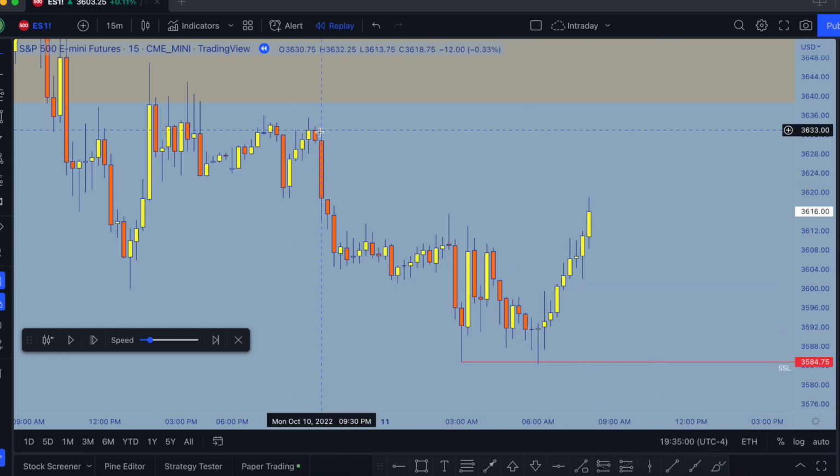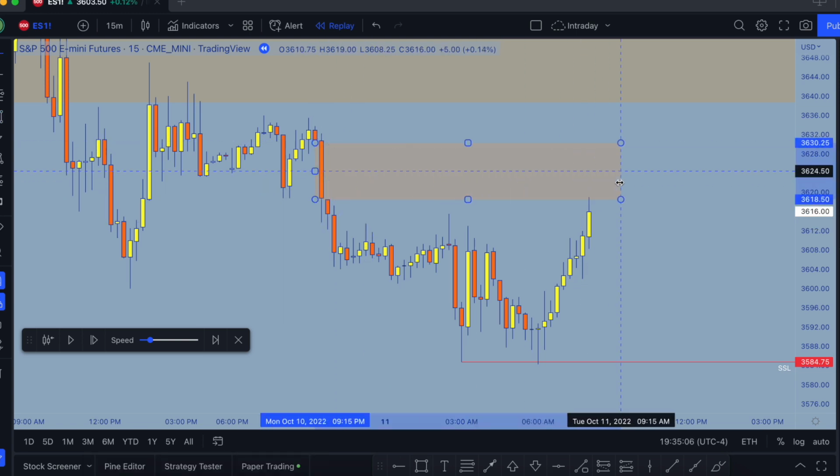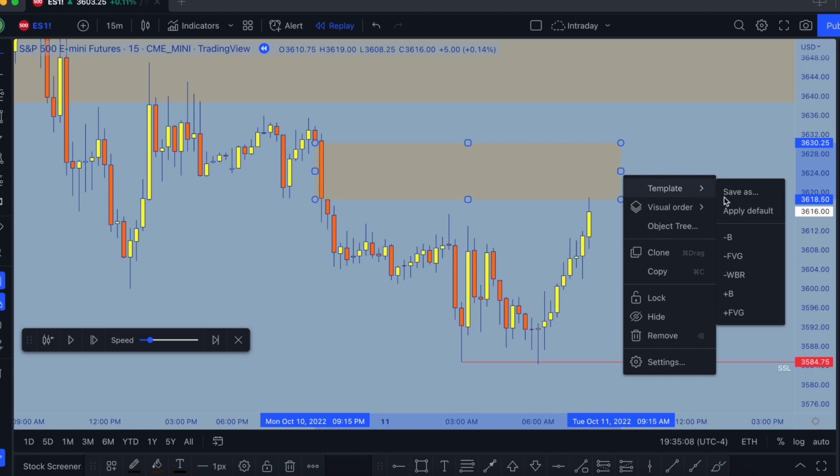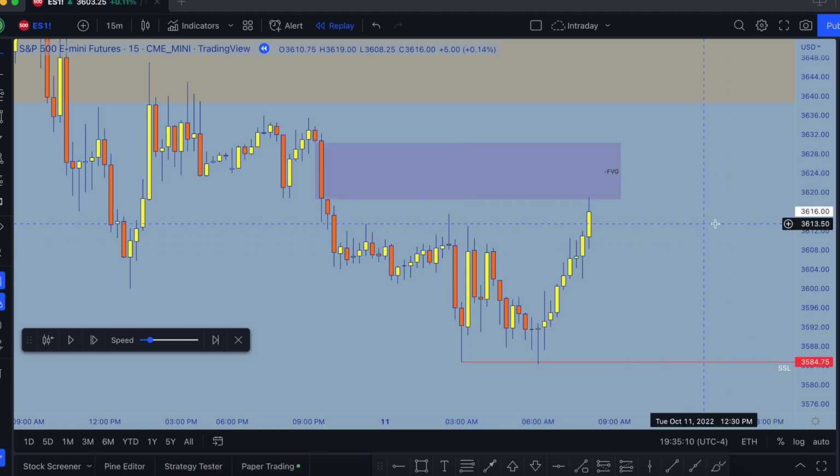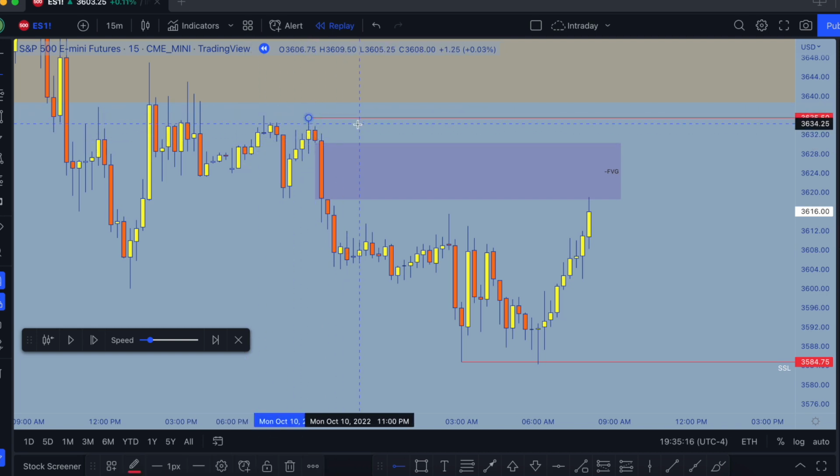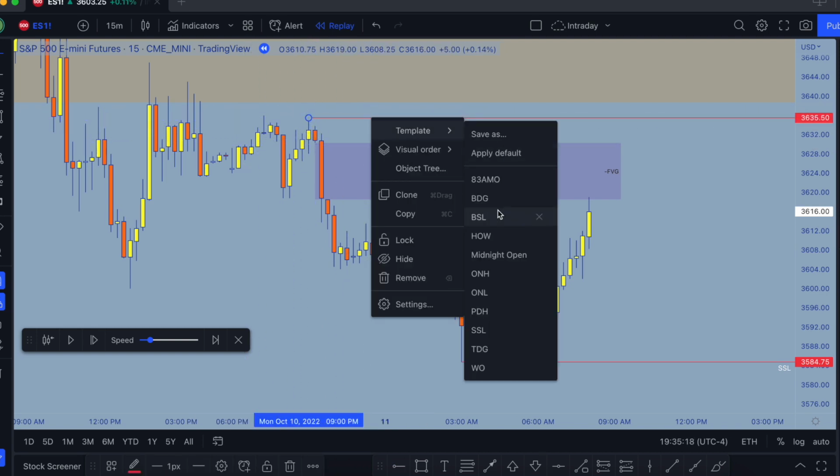We also have a fair value gap over here to the left. This is on the 15-minute time frame. I'm going to go ahead and highlight that. And we also have buy side liquidity resting above these highs. I'm going to also highlight that.